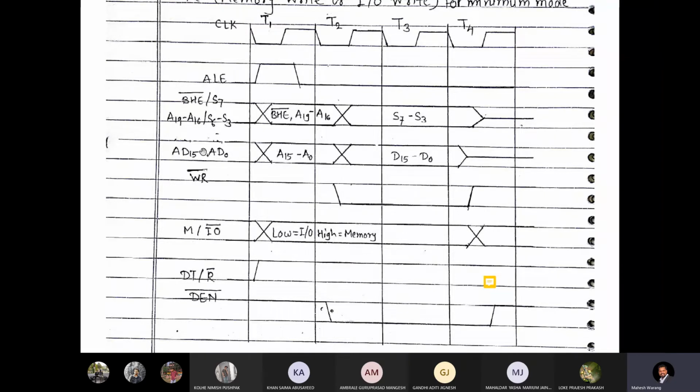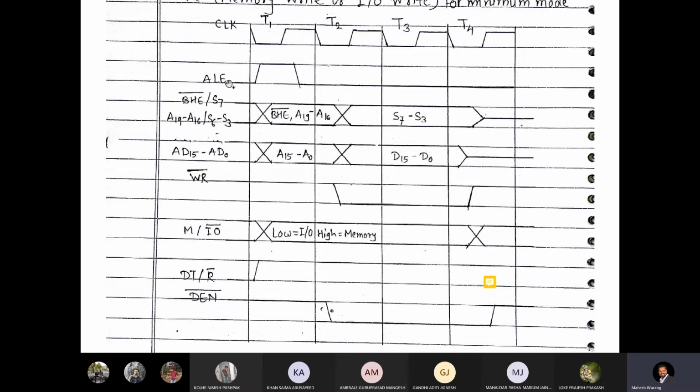Now these are the signals which have to go in this sequence; you can note these signals. First I have to show ALE, then the multiplexed lines: BHE bar oblique S7, A19 to A16 oblique S6 to S3, then AD15 to AD0, then write bar, read bar, M slash IO bar, DT oblique R bar and DEN bar. So these are the signals I have to show in this timing diagram, because these signals are useful for memory. Okay.